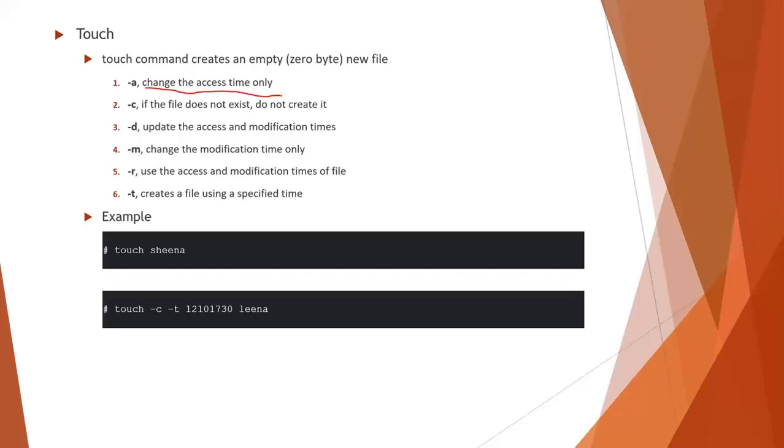If you observe, it can be used to change the access time. Access time is like just now, when I displayed using the cat command. When I try to display the information about the file, it will also have when the file was accessed. The access details of the file will be stored. To change that file access detail, I can use touch -a. Similarly, I can use -c. If the file does not exist, do not create it. So if the file which you are going to create does not exist, we are not going to create that particular file.